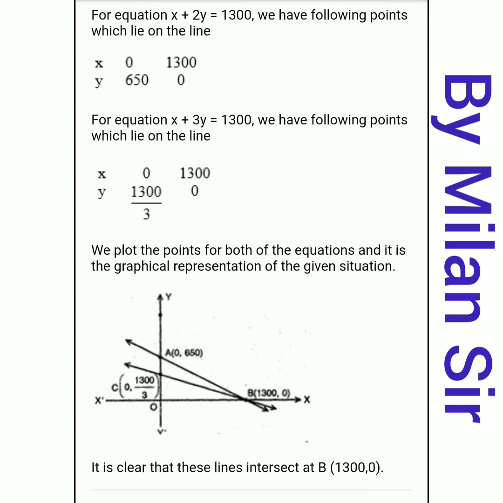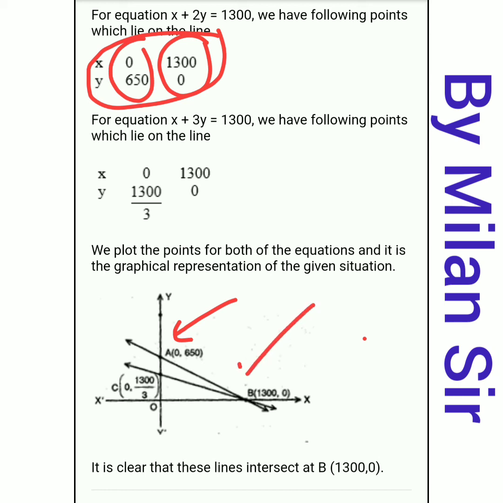So here it is directly drawn. For the first line, the first point is 0 and 650. It lies on the y-axis, right? The second point is 1300 and 0. So the y coordinate is 0, which means this point lies on the x-axis here, right? So draw one line which passes through these 2 points. This is our required line.